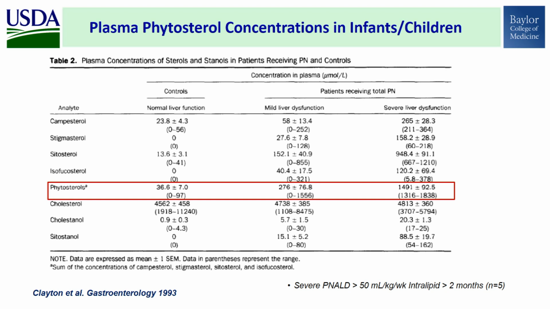However, in infants that are receiving parenteral nutrition, either for short or longer periods of time, when there is a mild liver dysfunction, the phytosterol concentrations can get up in the hundreds, in this case over 200, and in very severe liver dysfunction noted in children, the phytosterol concentrations can get as high as over 1,000 and almost 1,500.